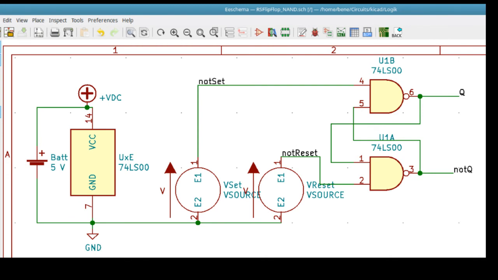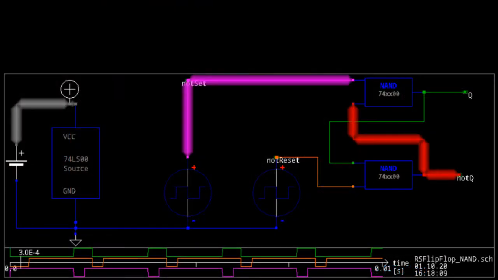So again, we have a circuit to simulate the behavior of that flip-flop. With a power supply, boring. Two sources as input signals, also boring. And the flip-flop, that's the interesting part. Again, we start our simulation in the reset state.